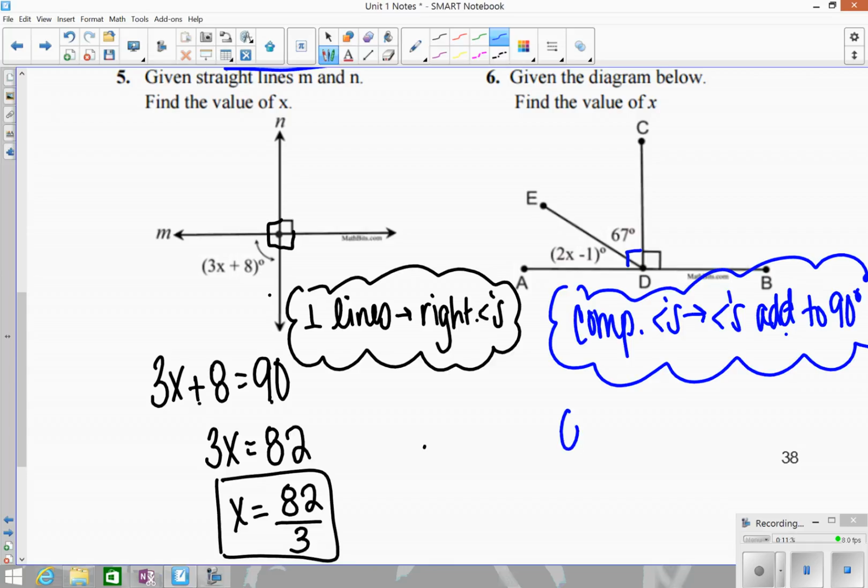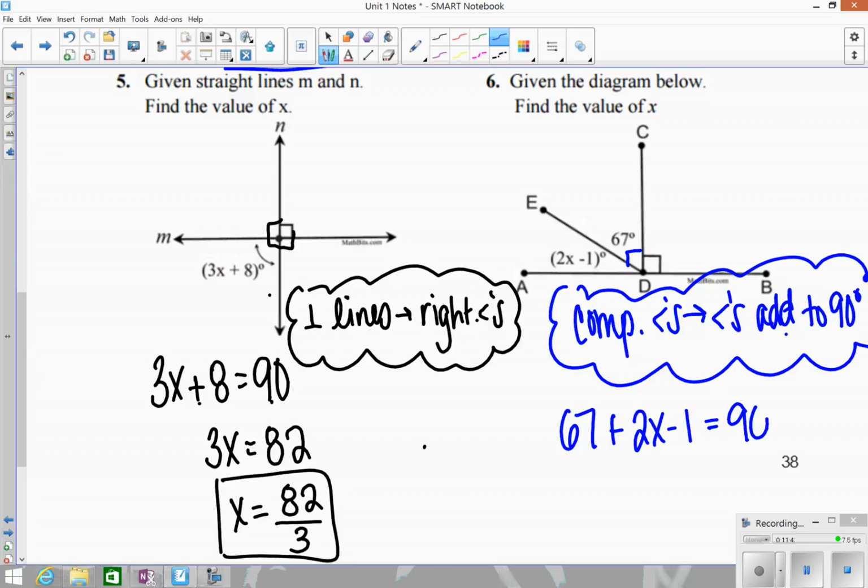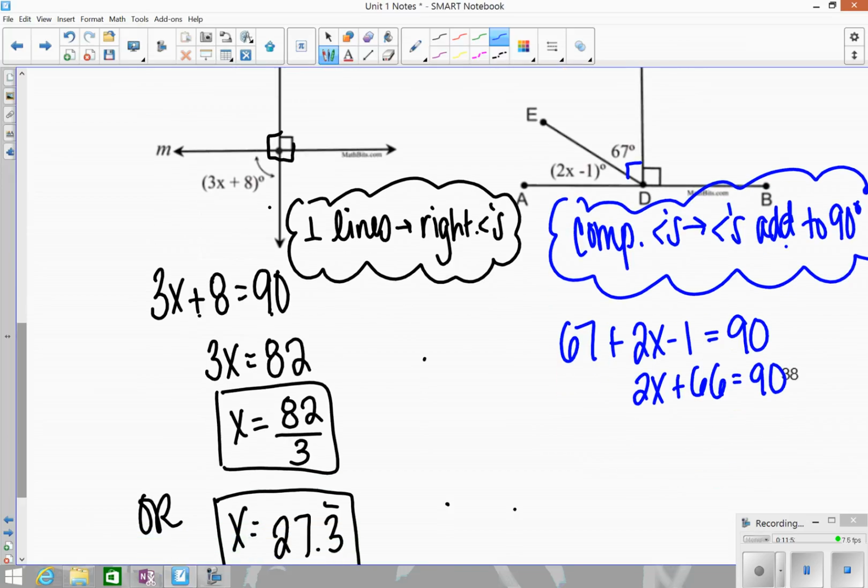So since it's two parts, they're complementary because they would have to add to 90. So I'm going to do 67 plus 2x minus 1 equals 90. Combine like terms here, so I have 2x plus 66 equals 90. So then bring over the 66. So we have 2x equals 24. Divide by 2, you get x equals 12. And that's it for that one.